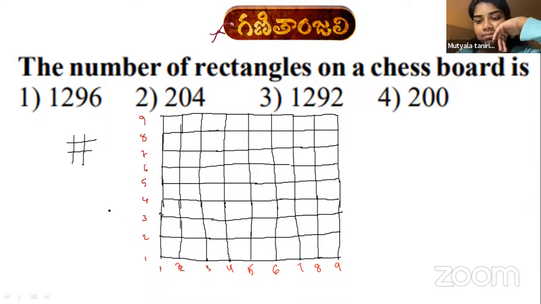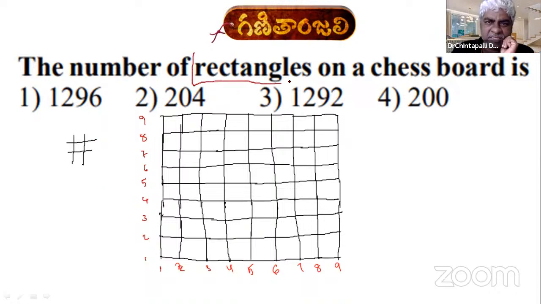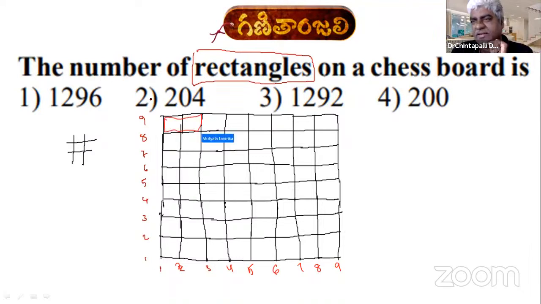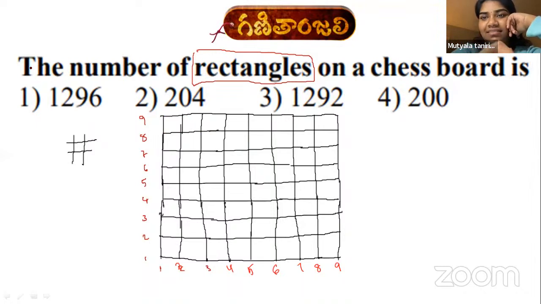Yes. Now, it's about rectangles. See, it's not about squares. Can you mark one rectangle? You know one thing, every square is a rectangle, technically. Oh, yes, sir. Technically, every square is a rectangle.